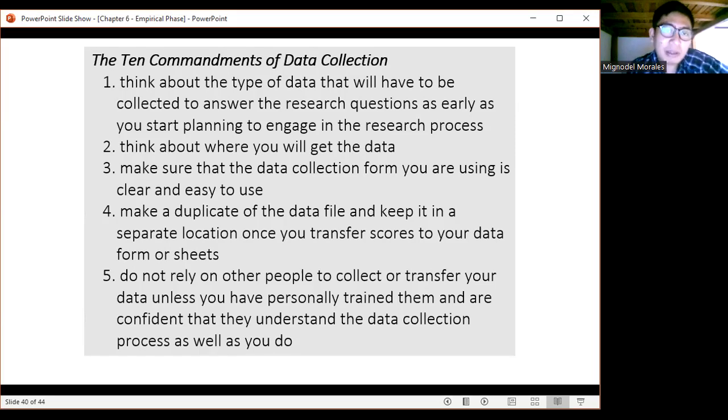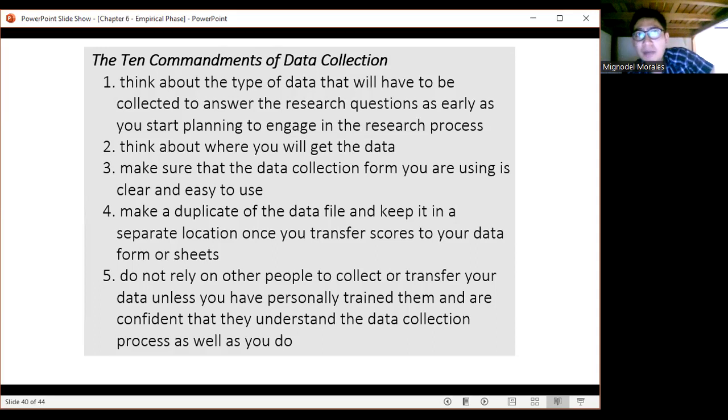Yan. So, these are the 10 commandments of data collection. So, number 1, think about the type of data that will have to be collected, no? Kailangan clear kayo. Is it quantitative? Is it qualitative? What data will I gather? Think about where will you get the data, no? Yan yung kasama sa feasibility. Make sure that the data collection form you are using is clear and easy to use. Kaya nag-reliability test.